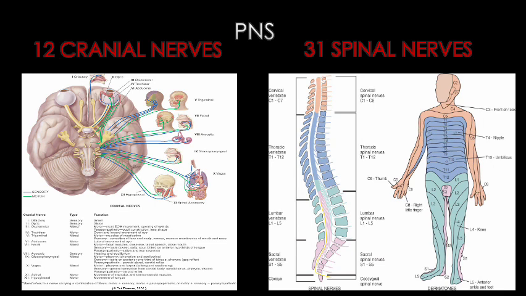And quickly reviewing the peripheral nervous system: the 12 cranial nerves that we have talked about at length, and then the 31 spinal nerves. You can see that the 31 spinal nerves arise from the length of the spinal cord and supply the rest of the body. The spinal nerves are named based on the region in which they exist. So we have 8 cervical spinal nerves, 12 thoracic, 5 lumbar, 5 sacral, and 1 coccygeal.